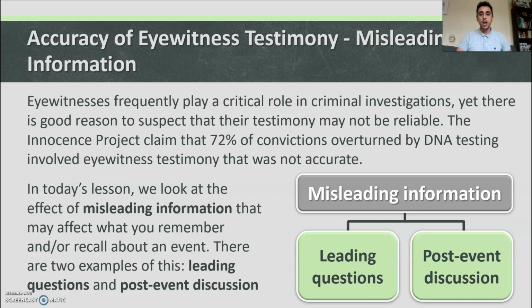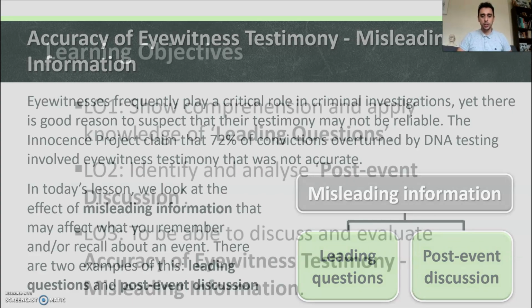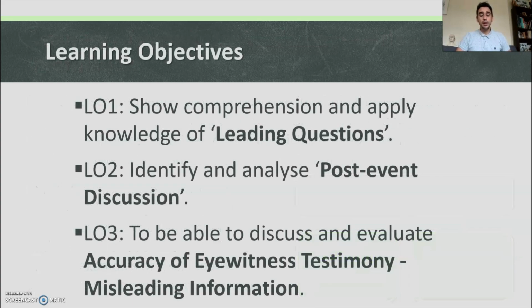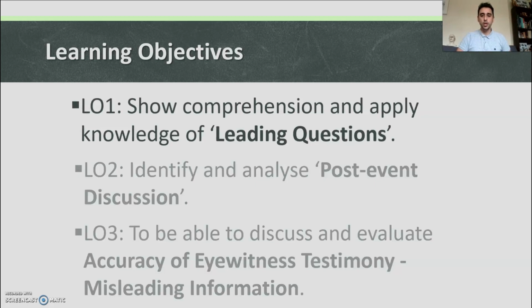In today's lesson, we will look at the effects of misleading information that may affect what you remember and/or recall about an event. There are two examples of misleading information: leading questions and post-event discussion. So, 3 learning objectives. Have a look at leading questions, post-event discussion, and then we're going to discuss and evaluate misleading information as a whole.